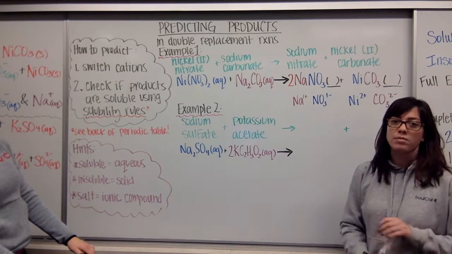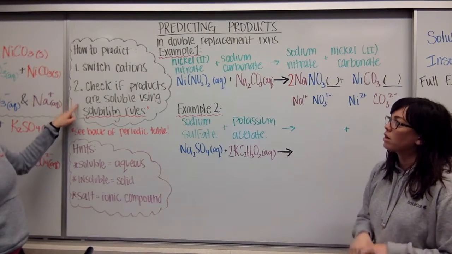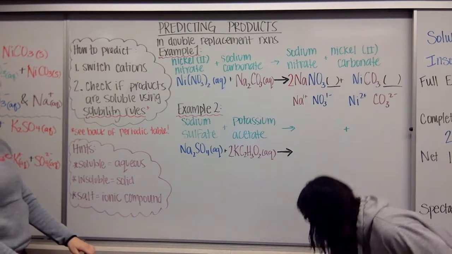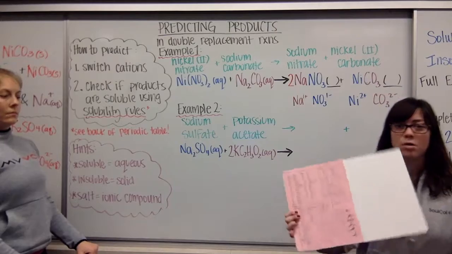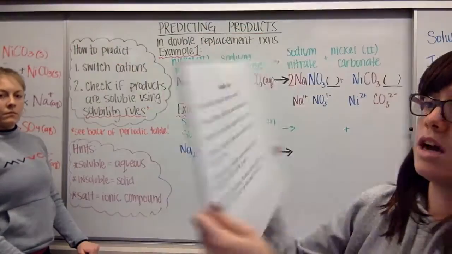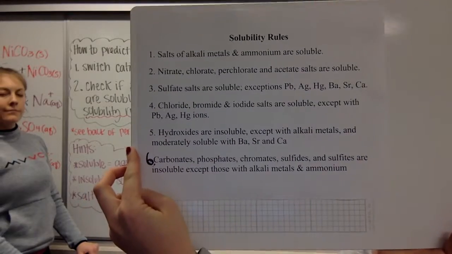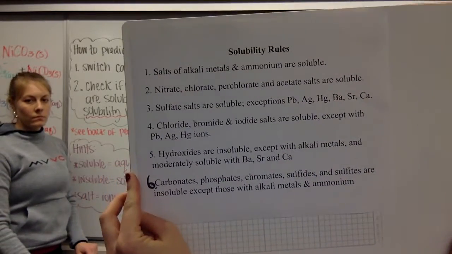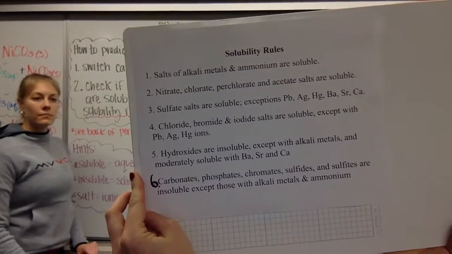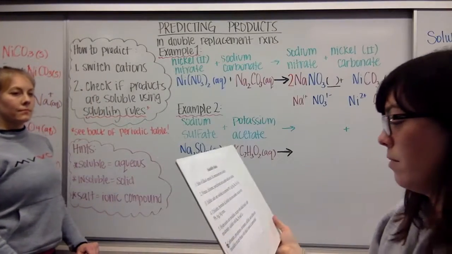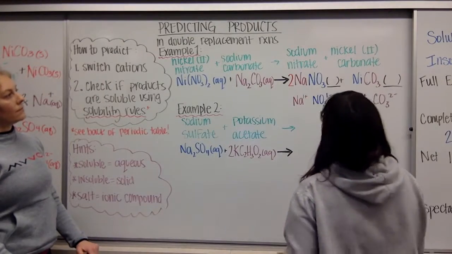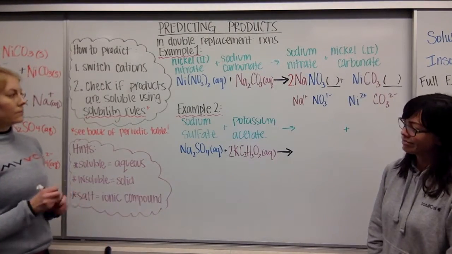And then the second step is to check if the products are soluble using our solubility rules. The solubility rules are located on the back of the periodic table. You can see they're right here, and we just blew them up here so we can use them. There are 6 of them, and they are very straightforward and basic. You will always have them available to you. You don't have to memorize them or anything. And we're going to be practicing using them a lot in class and in the lab that we are doing.